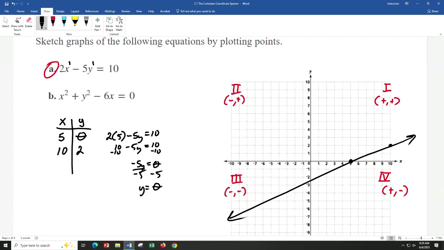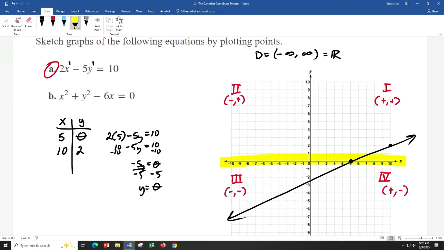So, a good review here. Let's see who can help me out. What is the domain of that line? Remember what domain is? Negative infinity to positive infinity. Who said that? Very good. It's negative infinity to positive infinity, or all real numbers. Remember, domain is your x.